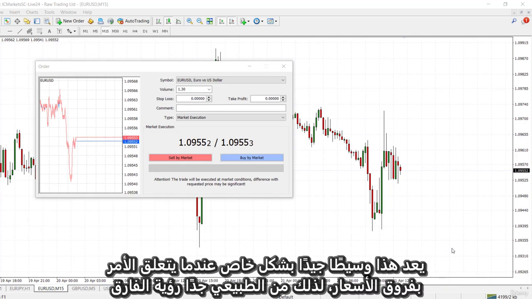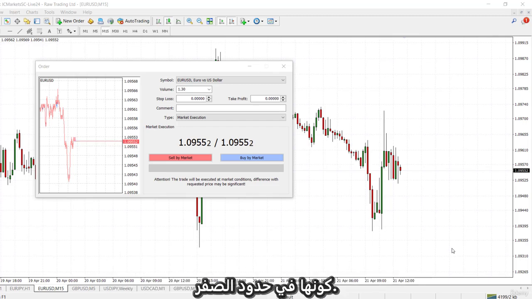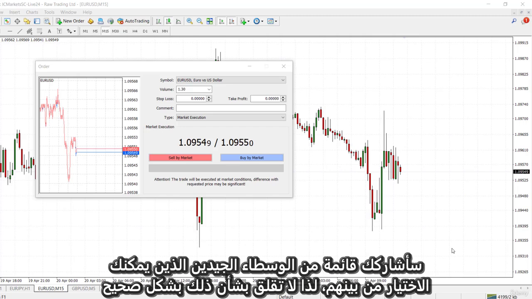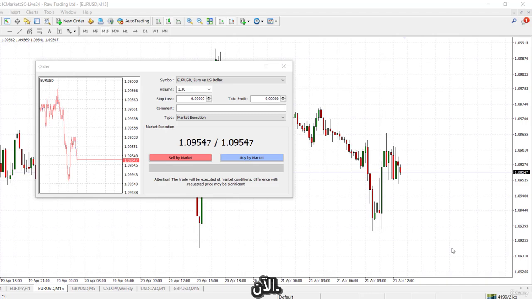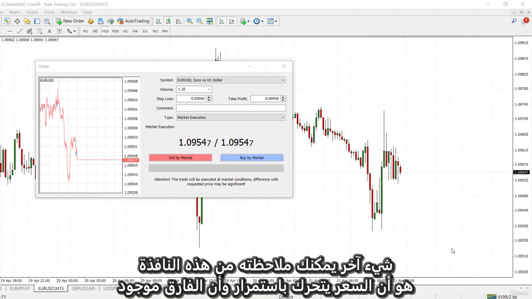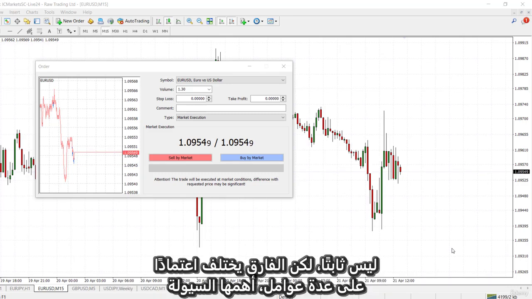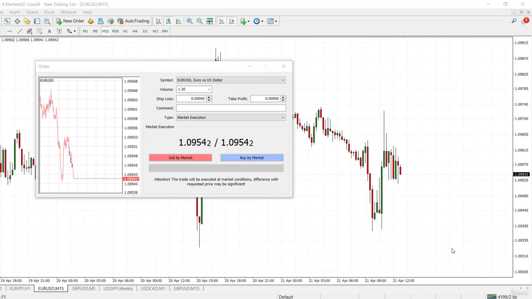This is a particularly good broker when it comes to spread, so it's quite normal to see the spread being around zero. I'm going to share with you a list of good brokers you can choose from, so don't worry about it right now. Another thing you can notice from this window is that the price continually moves and the spread is not constant. The spread varies depending on several factors, with liquidity being the most important one.